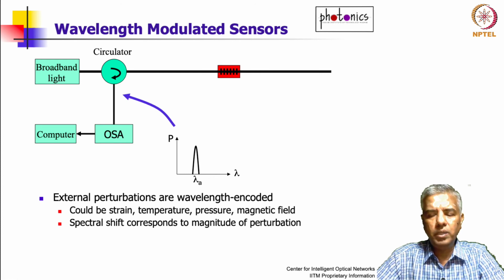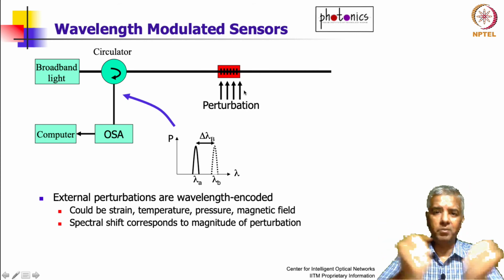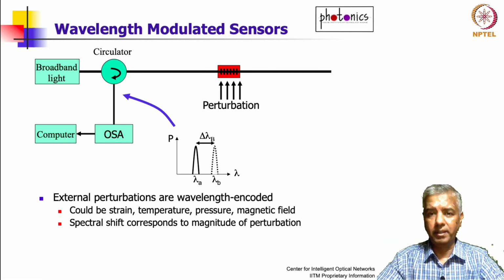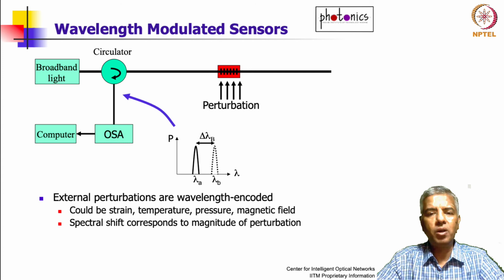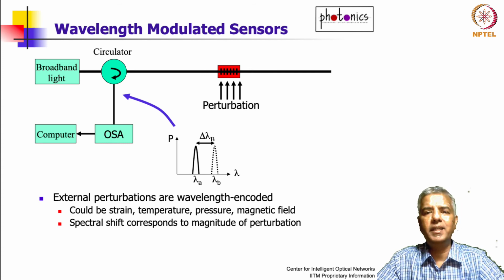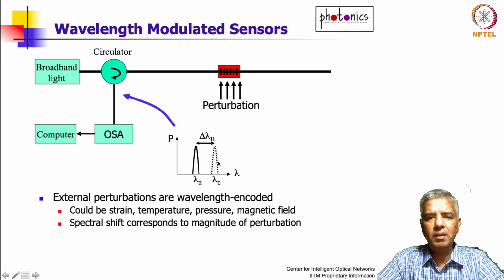Now, how it works like a sensor is through this. If you subject this to some perturbation, let's say you are straining the fiber, you're just pulling the fiber, then it will physically change the period, but it will also, through what is called the strain-optic effect, change the refractive index of the fiber as well. So both of these contribute to a change in the Bragg wavelength.